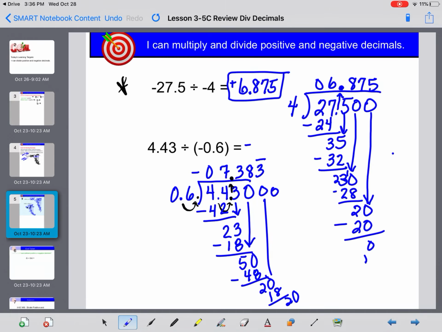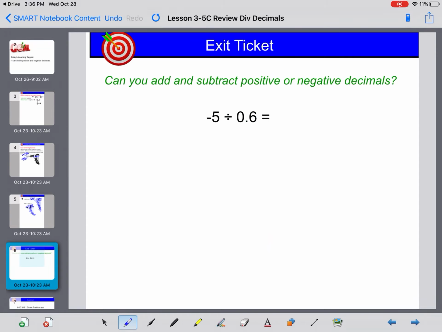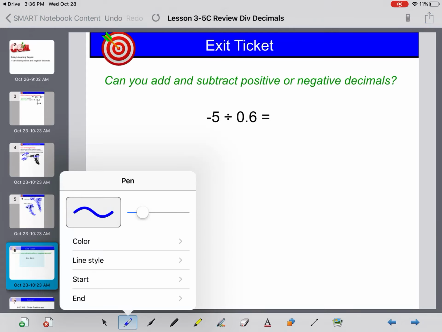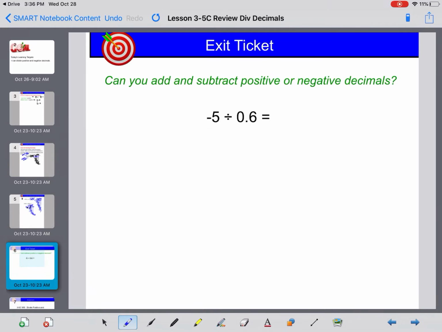Okay, our next problem. Let's try this one. Pause the video. Remember, the first number is the number under the decimal or under the fraction bar. Pause the video, work the problem, then come on back.